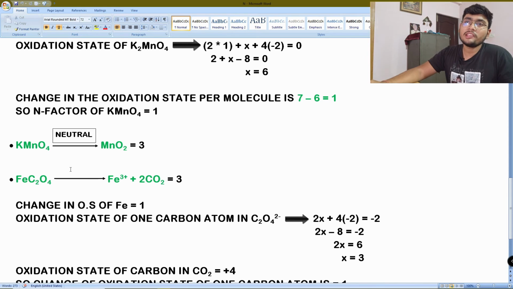You see here in ferrous oxalate I am saying ferrous, so this automatically means that the iron is having a plus 2 charge.